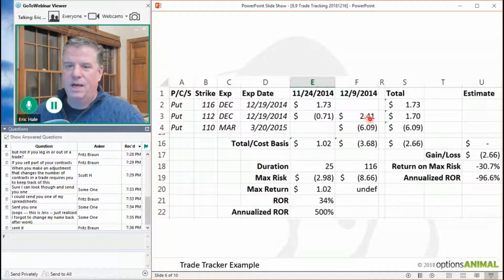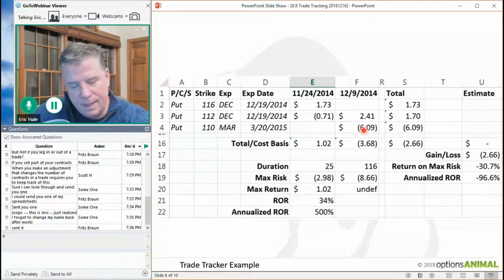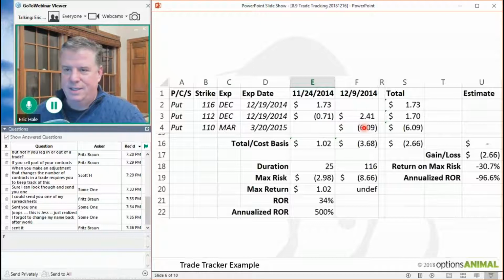The long put I closed for 241, so I made 170 on it, and I bought a March long put for $6.09. That was a debit. So this was the roll that I did.